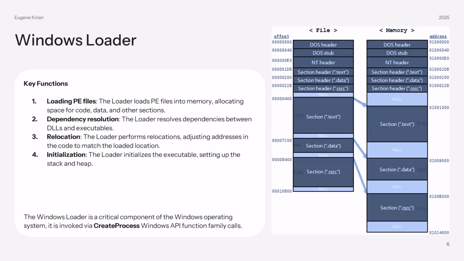The Windows loader is a crucial part of the operating system that gets our executables up and running. When we call CreateProcess or a related API function, the loader springs into action. Its key jobs include loading PE files into memory, allocating space for code, data, and other sections. But that's not all. It also resolves dependencies between DLLs and executables, making sure everything is properly linked. Then, it performs relocations, adjusting addresses in the code to match where the executable is loaded in memory. Finally, it initializes the executable, setting up the stack and heap.